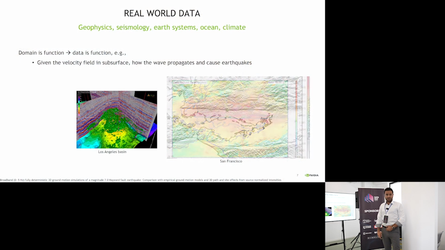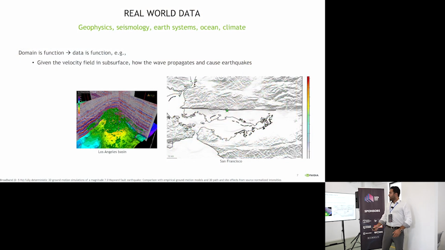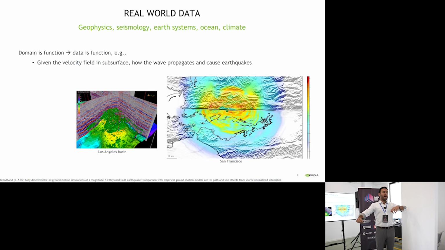Similarly, in geophysics or seismology, the Earth is represented with a velocity field, which describes how fast a wave travels in subsurface Earth. And the question is, if I have an earthquake somewhere, and this is a velocity structure of subsurface Earth, how does this wave propagate and what type of earthquake am I going to have on the surface? So the input is a function defined in 3D, which is a velocity structure of the Earth. The output is a function defined in 3D and time, which is how the wave is propagating in this 3D space.